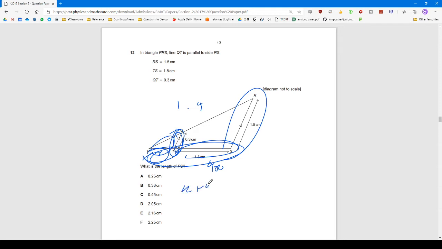So X and 4X, never mind, 4X is 1.8. That means X is 0.45, or the length of PS is going to be 2.25 cm.